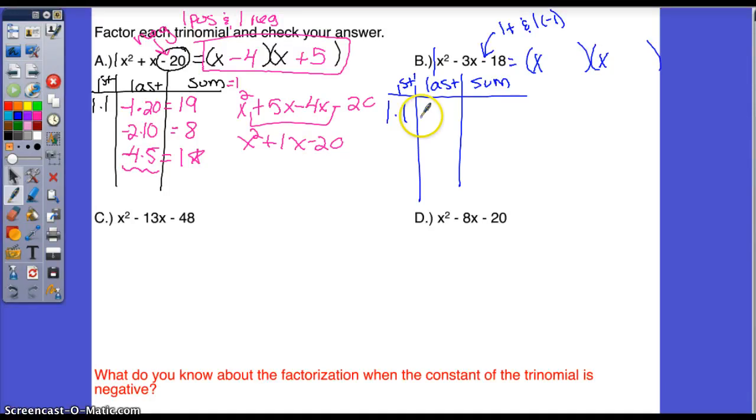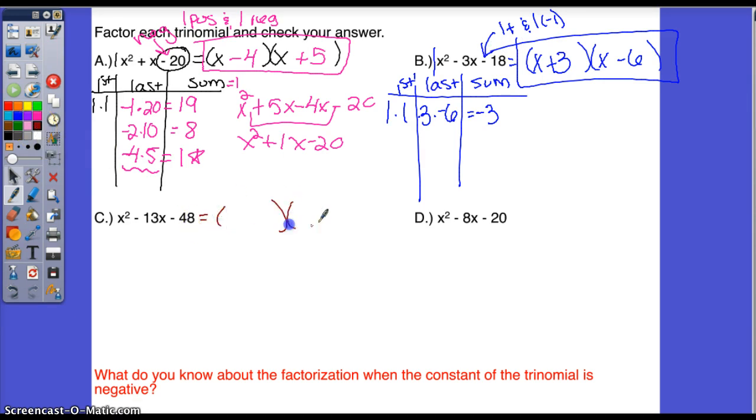If you look, okay, well, how about 3 times negative 6? 3 times negative 6 is negative 18, but when you add them together, you get negative 3. Yay! So we get plus 3 minus 6. And if you did your distribution, it would check out and you'd be good. Letter C, let's go ahead again. Do our first, last, and this time our sum has to equal negative 13.